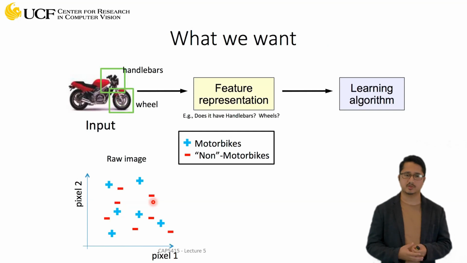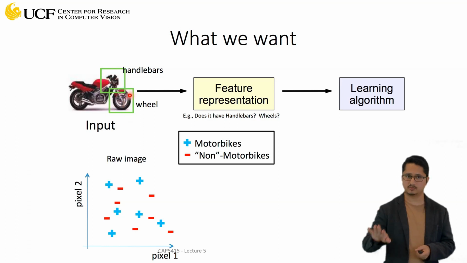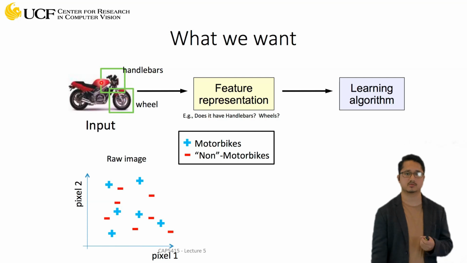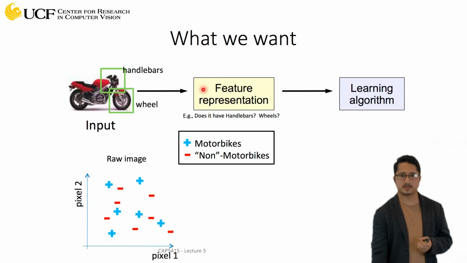Okay, so how can we improve this? One simple step could be to have a feature representation, which is actually looking at parts of these images or parts of these objects. Parts could be, for example, handlebars, or you could be looking at wheels. Right now, don't worry about how to actually extract wheels or handlebars, but just try to understand that we are moving from pixel level to concept level. So let's say our feature representation is focusing on these concepts.